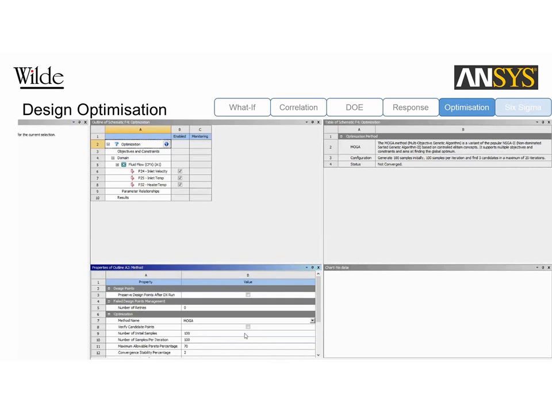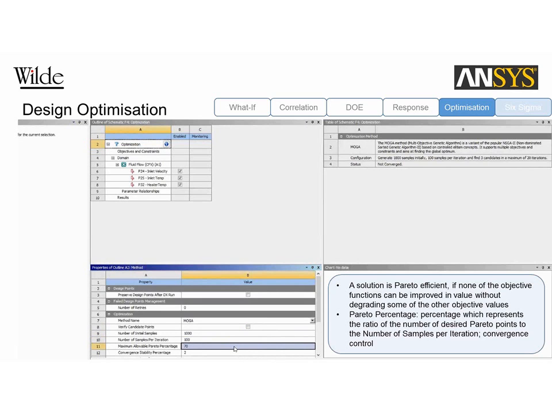Once we've set that up, we say how many sample points we want to analyze, how many per iteration, and the next important thing is the allowable Pareto percentage. So within any design optimization exercise, if you have multiple objectives, there's a very slim chance that you're going to achieve a design that meets all these objectives perfectly. There's always going to be a trade-off study somewhere.